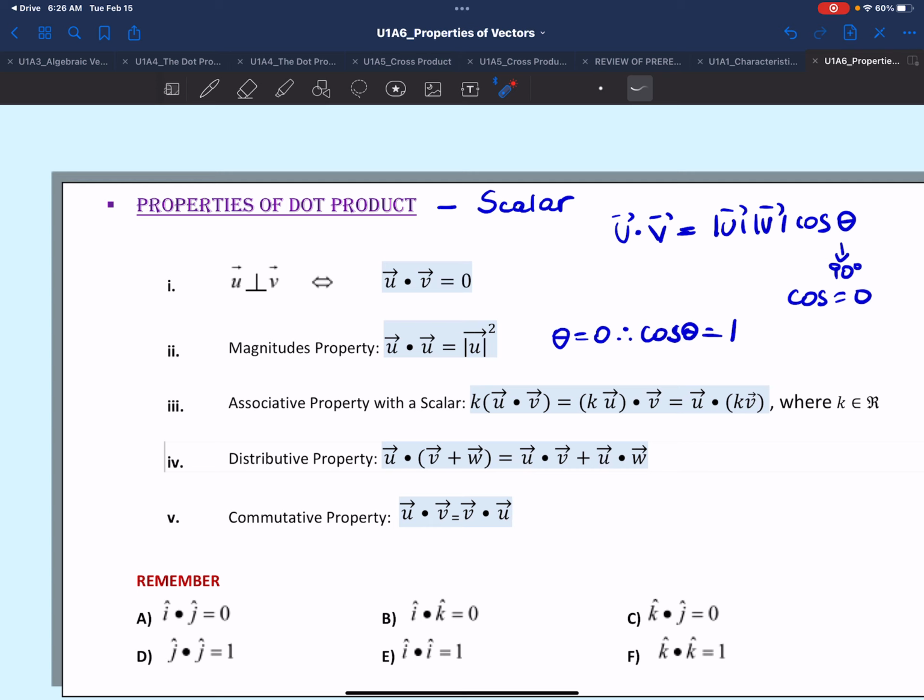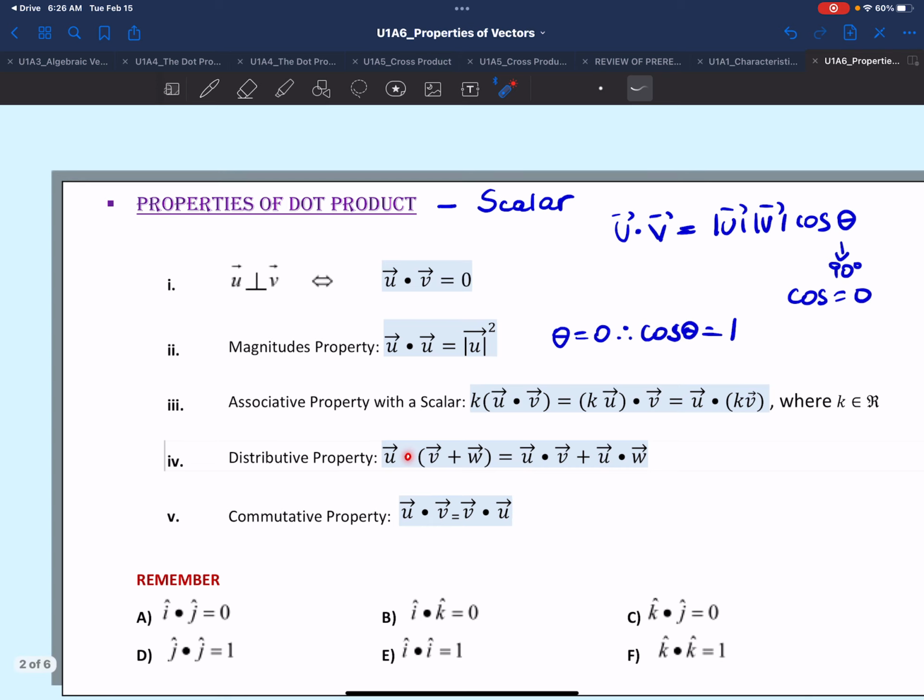The distributive property states that if we are dot producting a vector u with the sum of two vectors, that would be equal to u dot v, so you apply this just like you expand a polynomial, plus u dot w. The commutative property states that u dot v and v dot u will produce the same result.